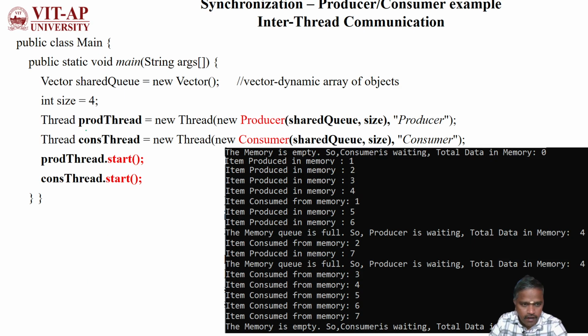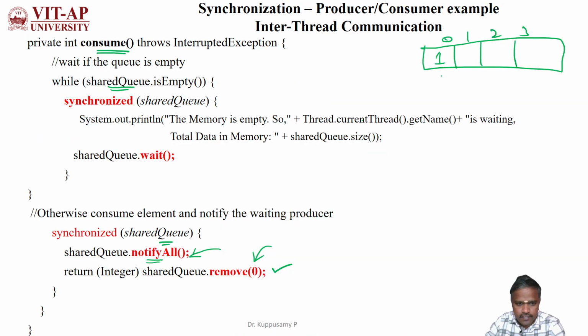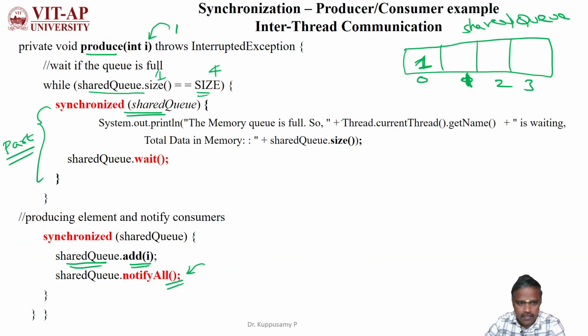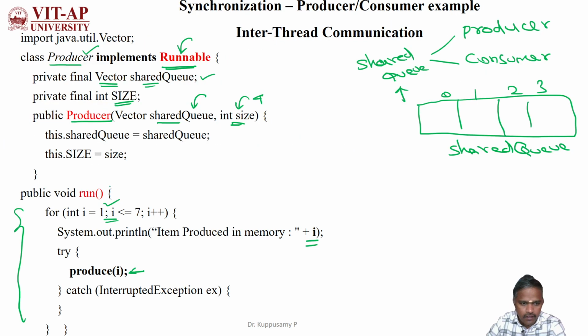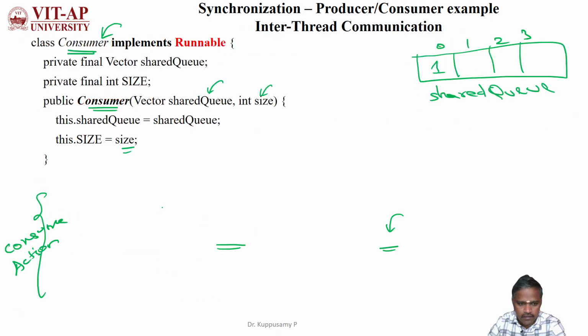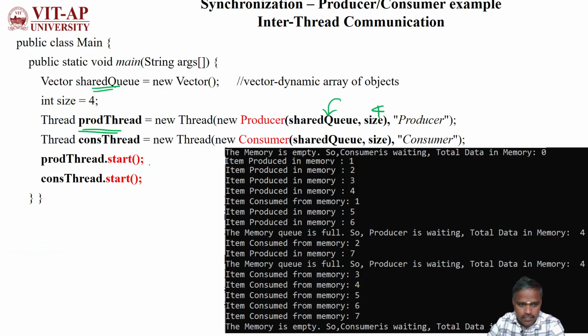First we are calling the producer thread as per our example. The memory name is passed, the size is 4. As of now you see the producer is called. The run method is invoked by calling the start method here, which calls the producer thread, which has the shared queue with size 4, and the name is producer.